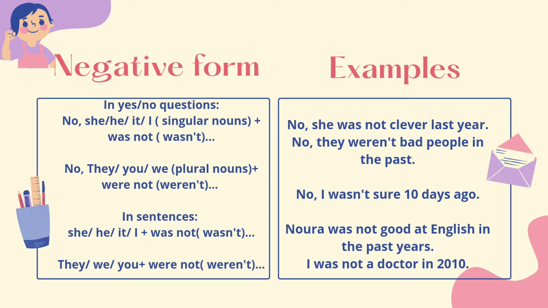Then, in the normal sentences, we put the subject she or he or it or I plus was not or wasn't, plus the rest of the sentence, and with the plural subjects we put they or we or you or any plural noun plus were not or weren't, plus the rest of the sentence. For example, Noura was not good at English in the past years. I was not a doctor in 2010.